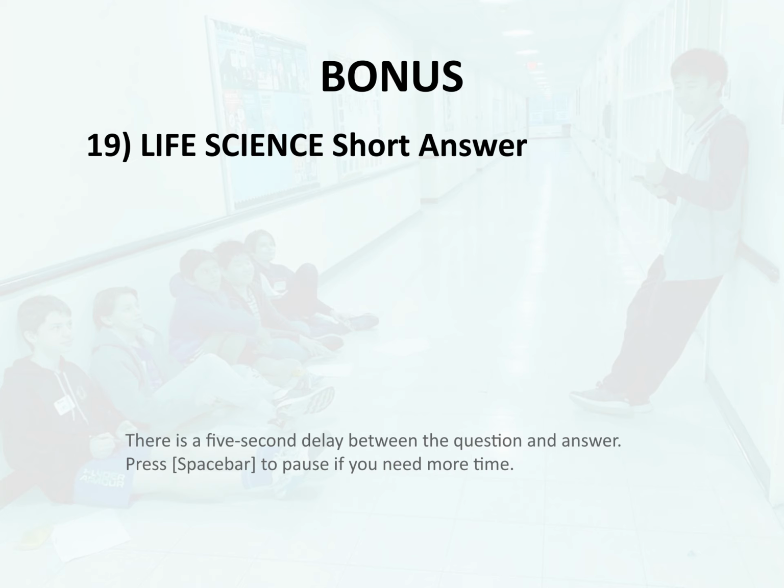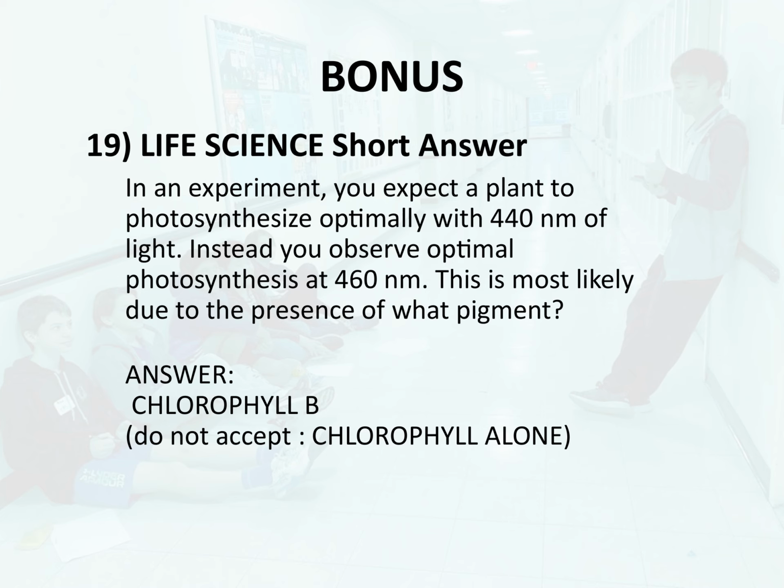Bonus 19. Life science. Short answer. In an experiment, you expect a plant to photosynthesize optimally with 440 nanometer light. Instead, you observe optimal photosynthesis at 460 nanometer. This is most likely due to the presence of what pigment? Answer: Chlorophyll B.